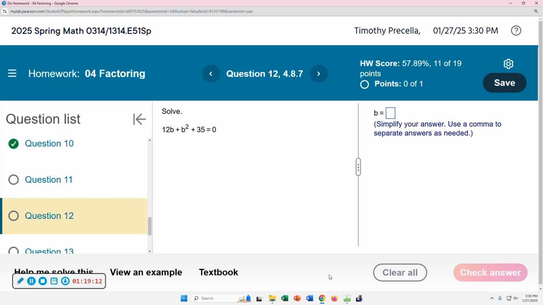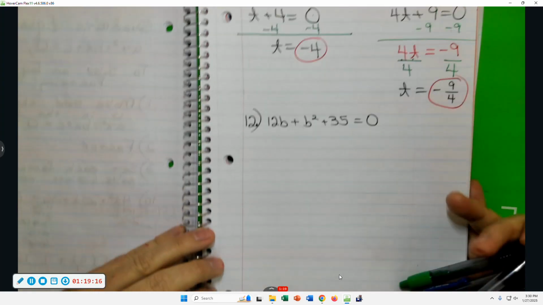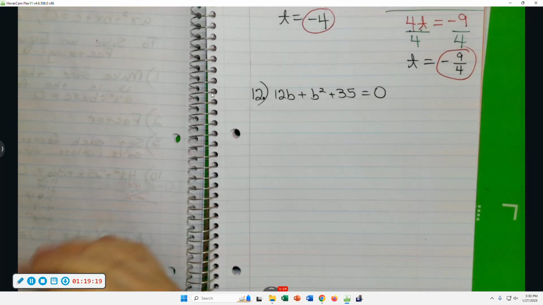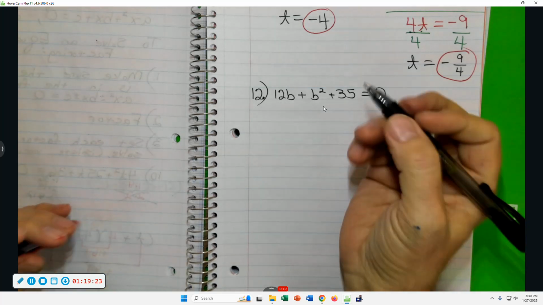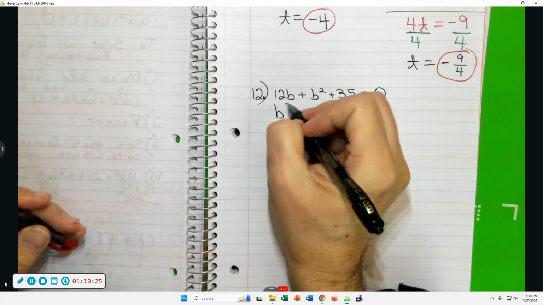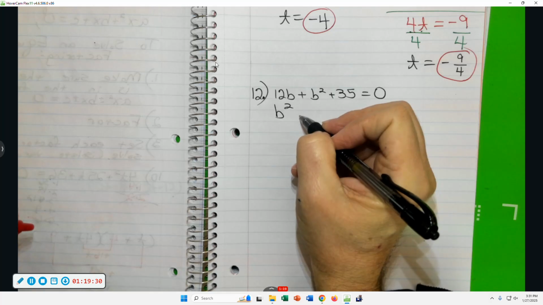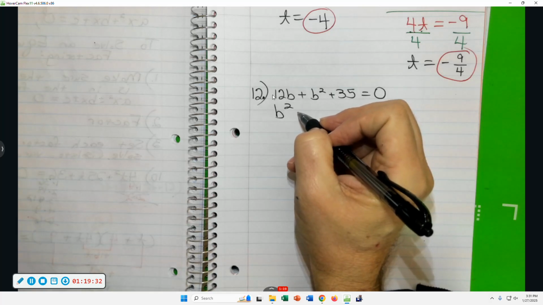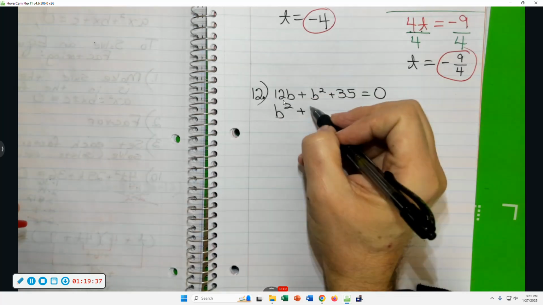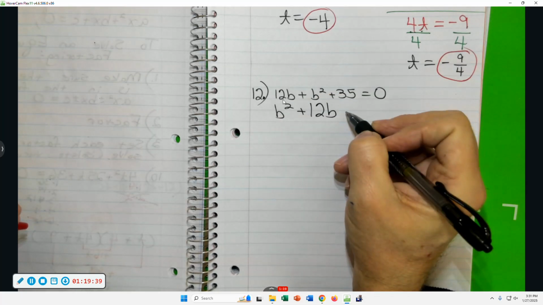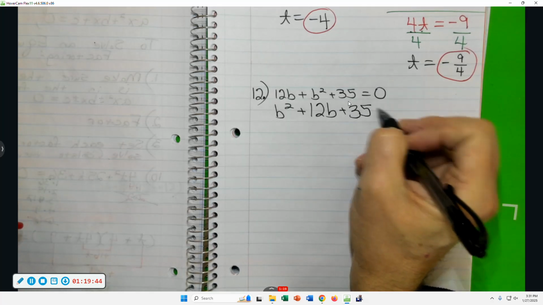Okay, did everyone write that down? Is this in the correct order that it needs to be in for us to solve it? No. What should be first? B squared. Next, 12B, so plus. Plus. That's a positive. You don't see a sign there, so you assume it's a positive 12B. And last, 35. Okay.